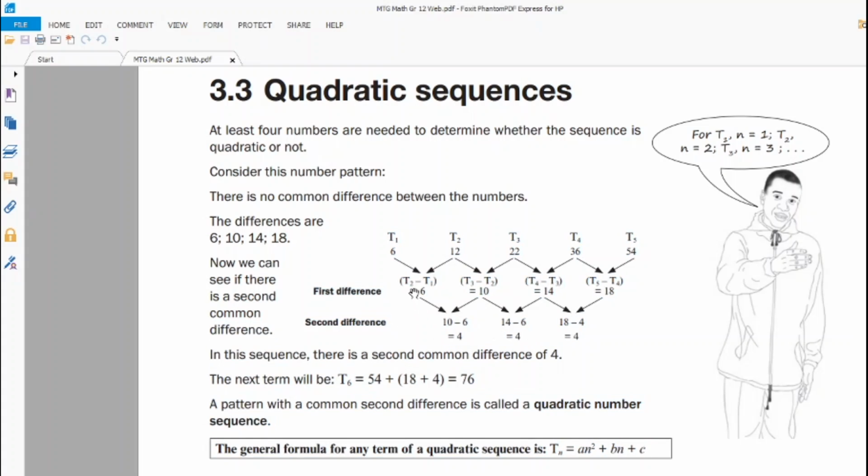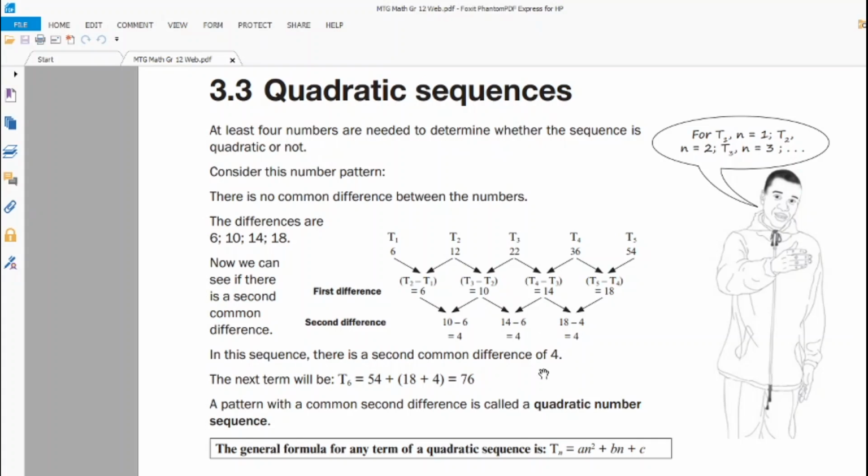We get the second difference by taking item number 2 in the first difference minus item number 1 in the first difference, which gives 4. So 10 minus 6 gives 4. Then 14 minus 10 gives 4. Then 18 minus 14 gives 4. So the second difference is constant. In this sequence there is a second common difference of 4.